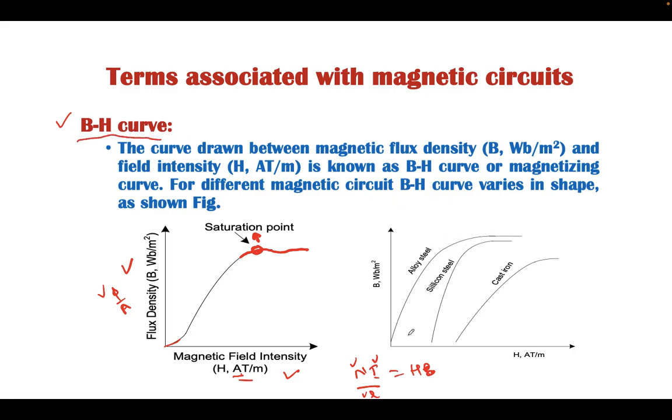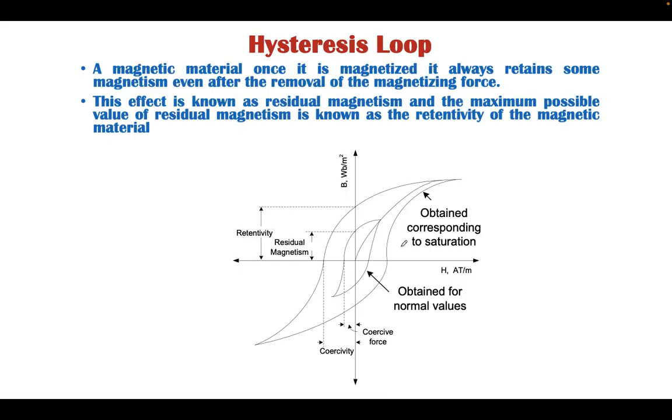Now, different materials have different BH curves. For example, alloy steel has this curve, where it saturates at this point. Silicon steel saturates at this point, whereas cast iron saturates at this point. Different materials have different magnetic properties. Now, the hysteresis loop. In the earlier slide, we discussed that when we increase the field intensity, the flux density also increases. At a certain stage, it will be saturated.